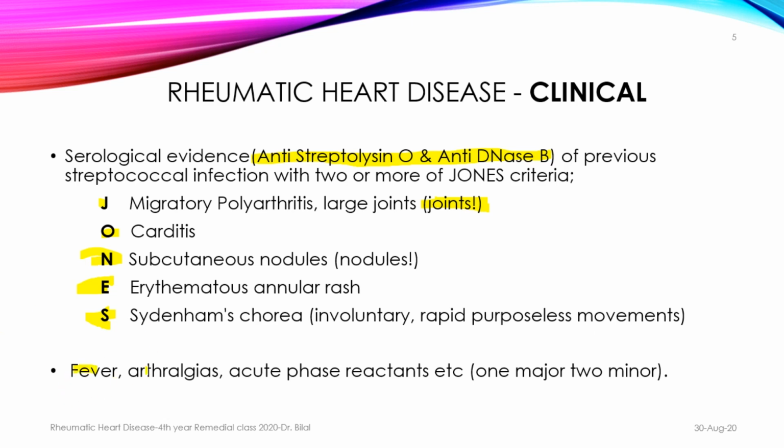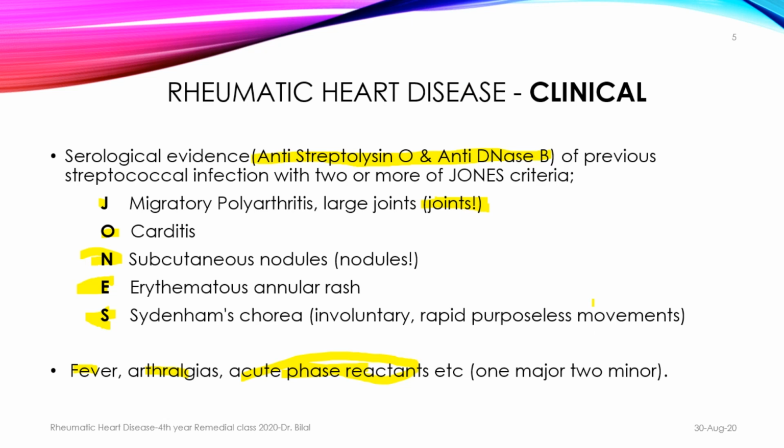Then fever, arthralgias, and acute phase reactants, increased ESR, etc. What we say is, how do we write it? If somebody gives you a scenario and asks you to write the criteria, you write that you should have serological evidence of previous infection with two or more of the Jones criteria. At least two or more of these five should be present in addition to these antibodies.